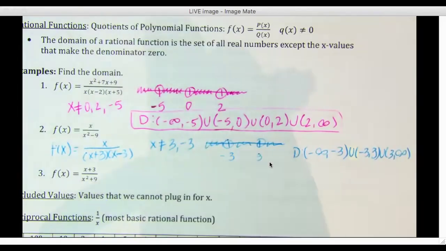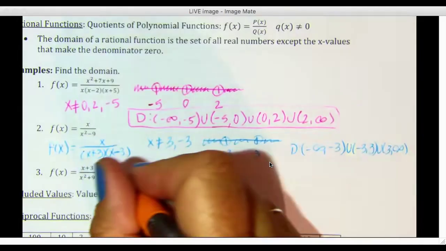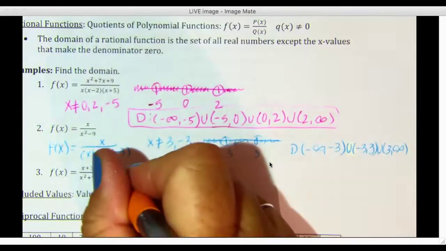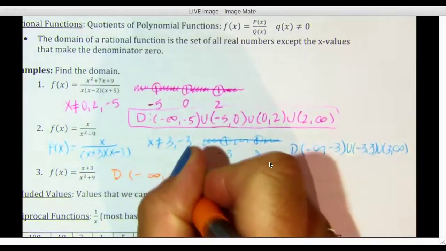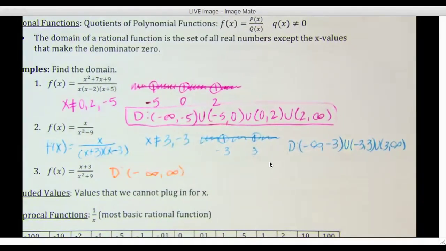That's still not 0. I could keep trying numbers, but there's no real number that I can plug in for x that will make my denominator 0. So there's nothing to factor here. There's nothing that can make my denominator 0. So my domain is -infinity to +infinity. There's no restrictions on it. All right.